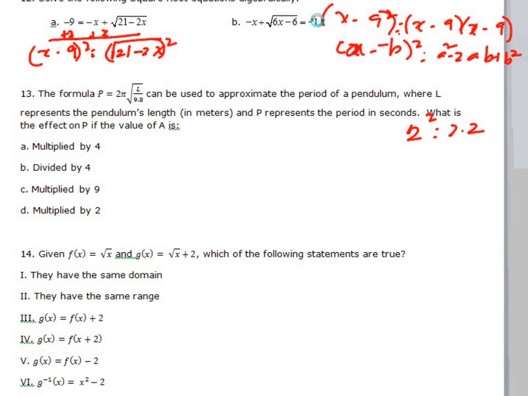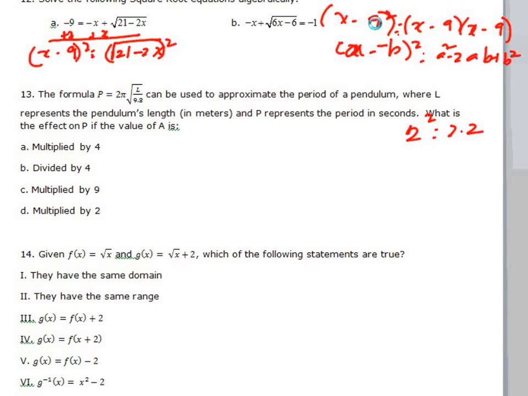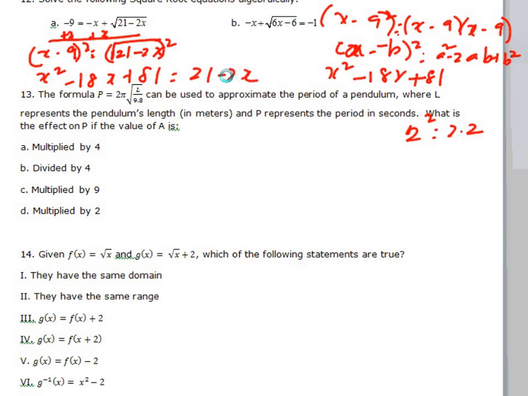In effect, what is it saying? It's saying first term squared plus second term squared, but the middle term is 2 times first term times the second term. So it is x squared minus 2 times 9 is 18, 18 times x is 18x. So minus 18x plus 9 squared is 81. So this will be on your left hand side. So x squared minus 18x plus 81 is equal to 21 minus 2x.